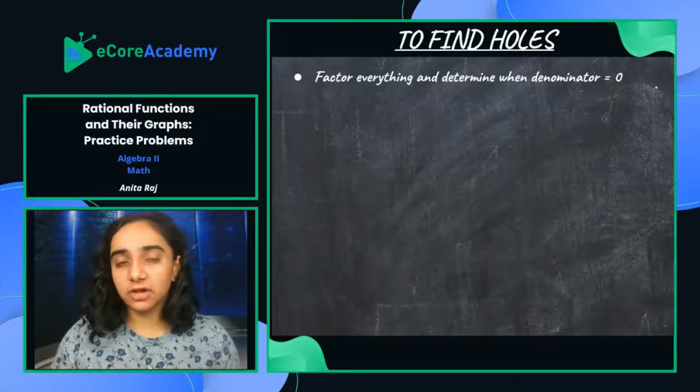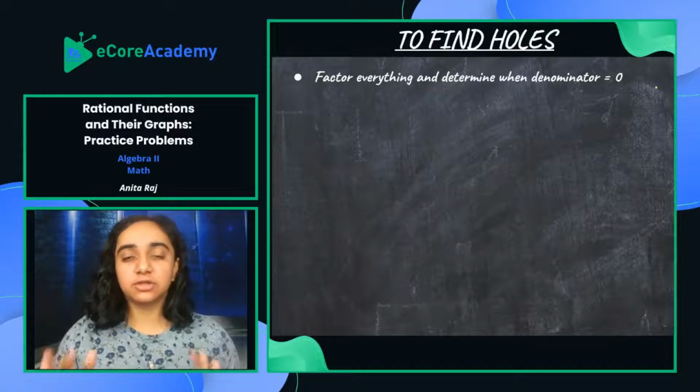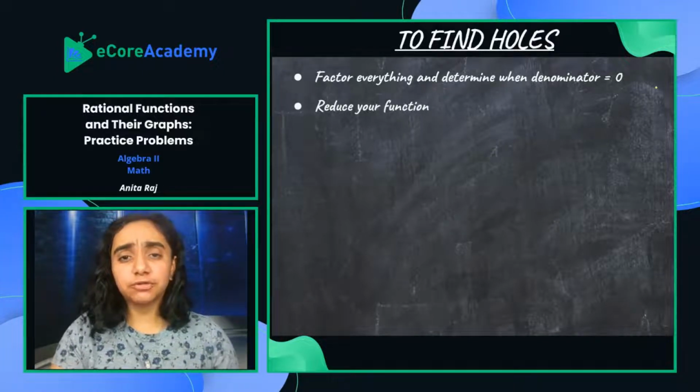So you're going to set the denominator equal to 0 and find the zeros, solutions, x-intercepts, roots, whatever you want to call them. So that's what you want to do first. And then you want to reduce your function.